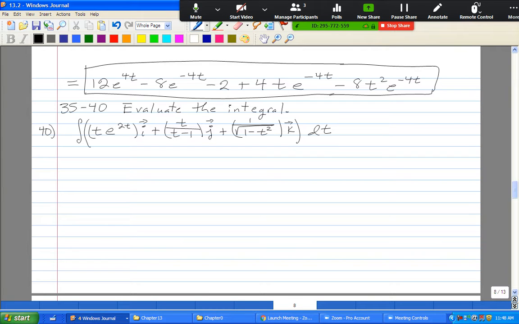So first off, as good practice, let's try to look at the integral of t e to the 2t. And let's look at it several ways. So one way could be using integration by parts.